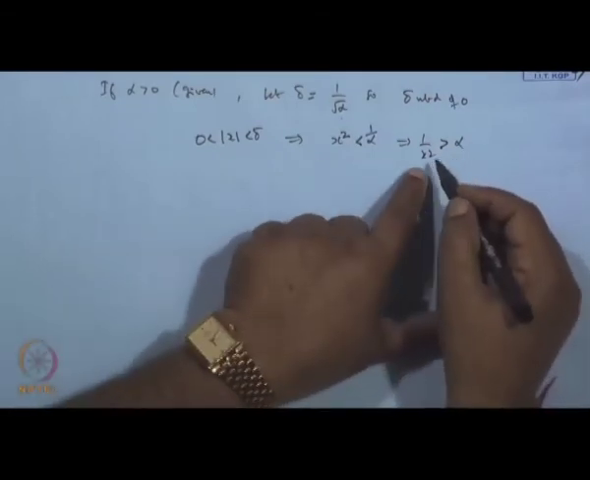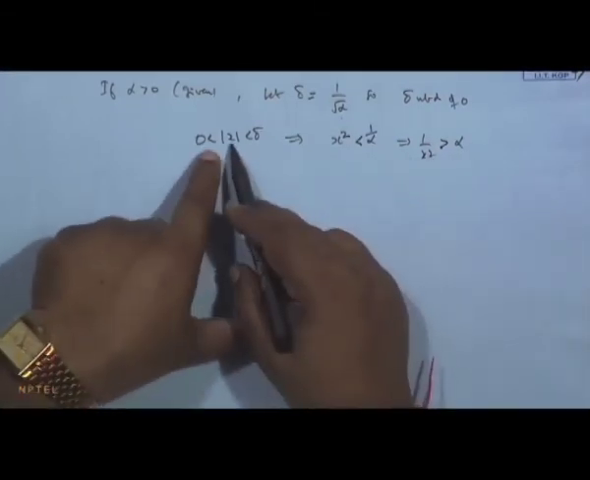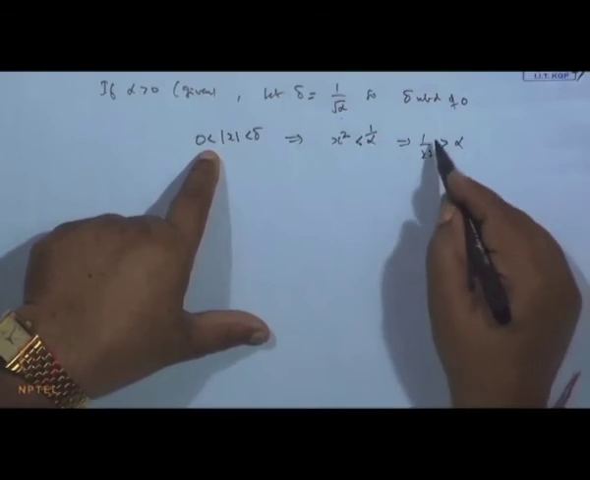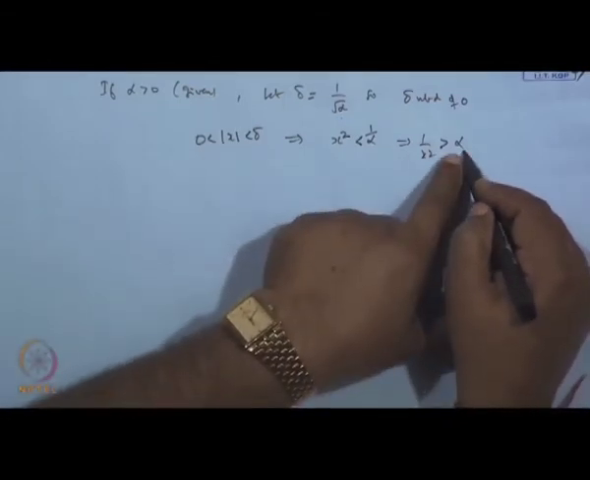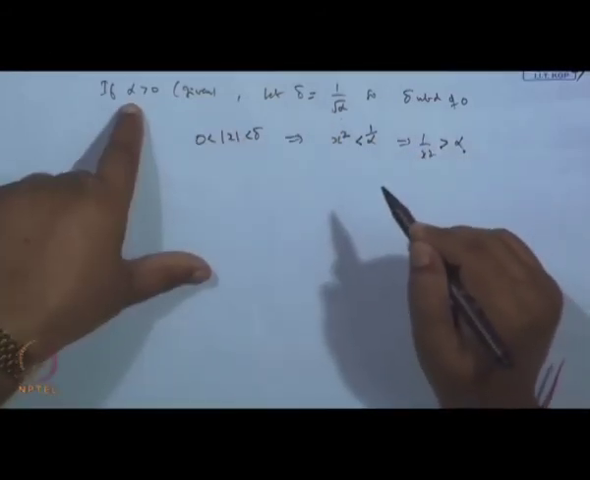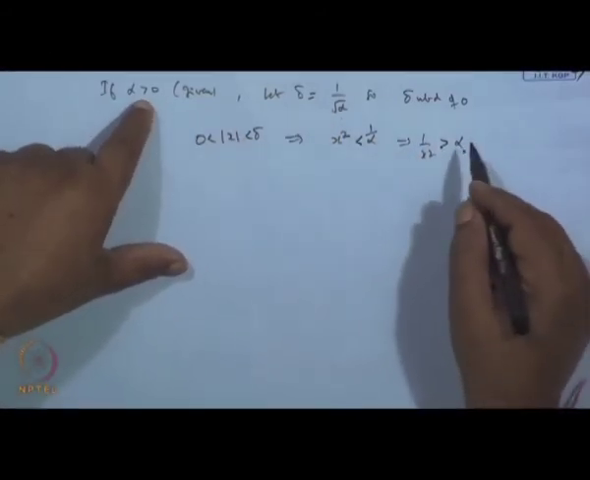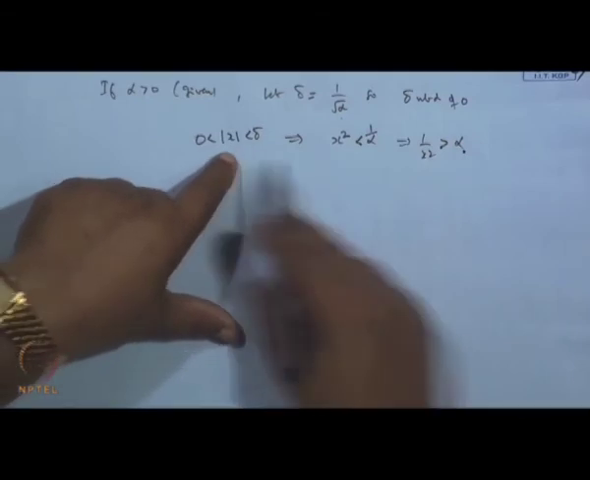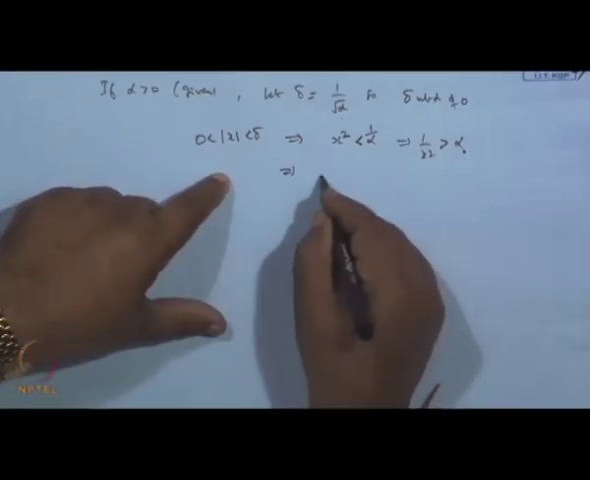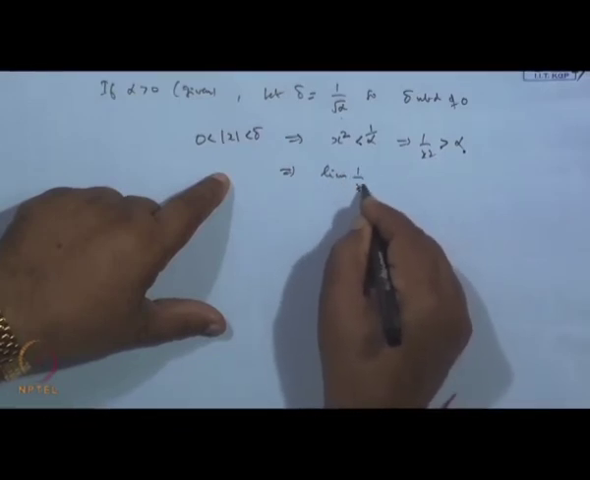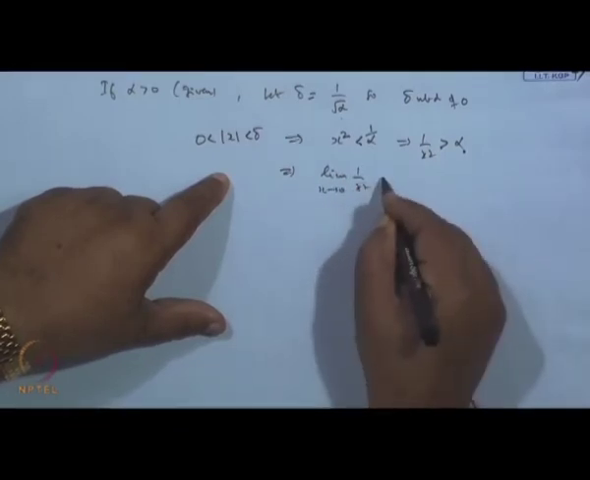It means when x is sufficiently close to 0, the value of this can exceed any number alpha for a given alpha. Whatever alpha is, it is arbitrary. So when you choose any alpha, we can find a neighborhood of 0 such that the value of this exceeds that number. It shows the limit of 1 by x square when x tends to 0 is infinity.